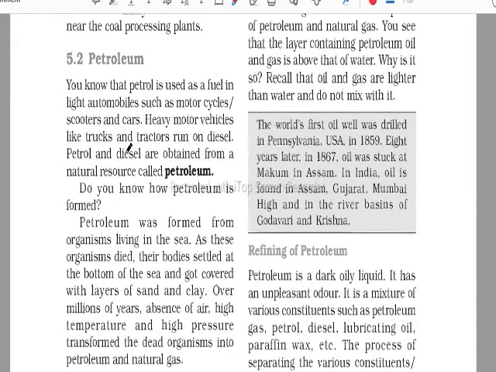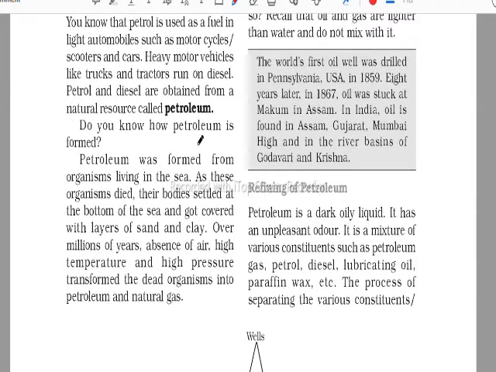About how petroleum is formed. Petroleum was formed from organisms living in the sea. As these organisms died, their bodies settled at the bottom of the sea and got covered with layers of sand and clay.